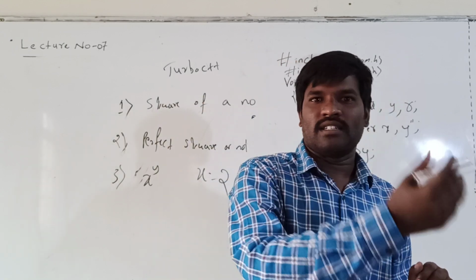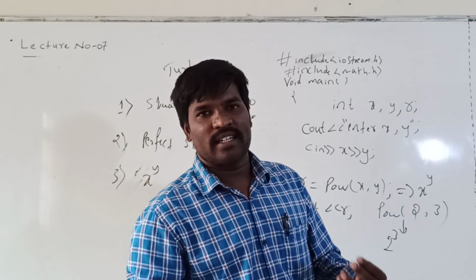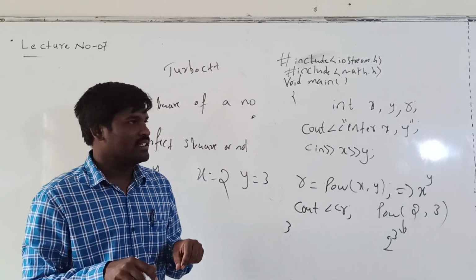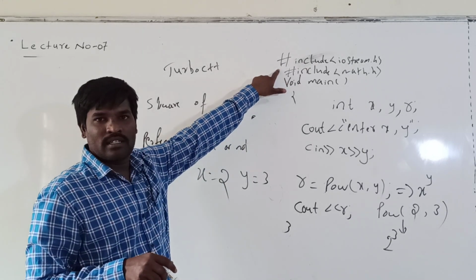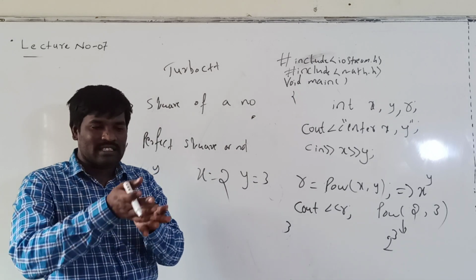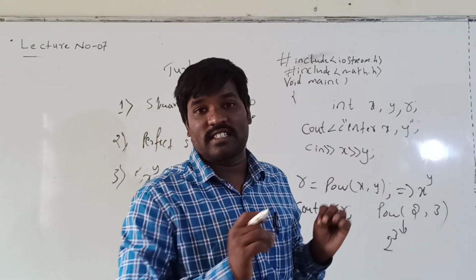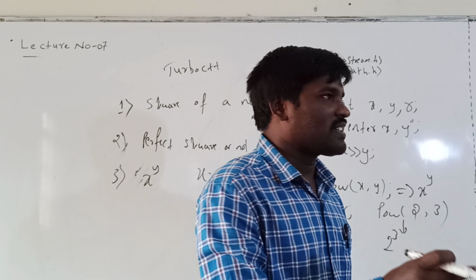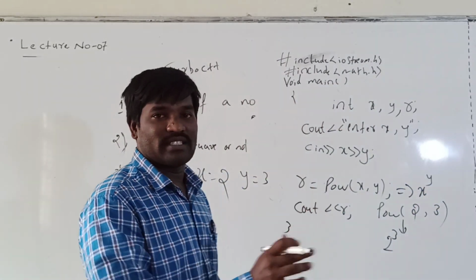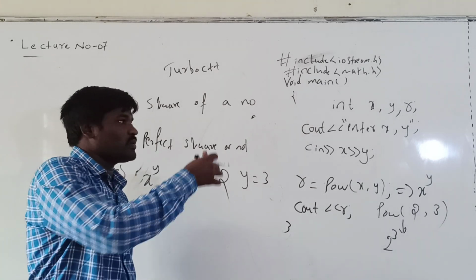Better you go to the File menu. In that you select New. It should be a blank file, and you start with this line. Whatever program you have in the book, the same program has to be written in the system. After writing is completed, you can save your file.